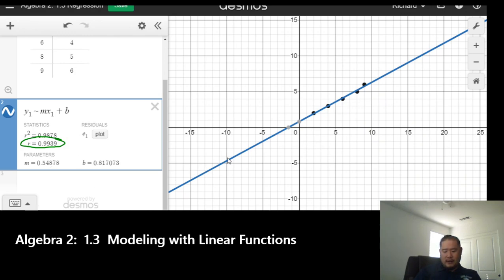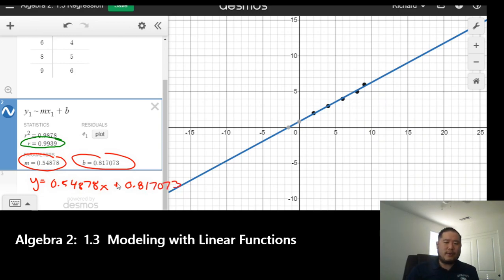Now, what exactly do they want as the answer? Remember the equation. So let's go ahead. Remember, we have slope right here as m and our y-intercept. So your equation of this line of best fit is y is equal to 0.54878x plus 0.817073. Now, you probably only need to round it to the nearest like hundredth, but since they gave us all the data right there, I decided to put it all in. And there's your equation of the line. And you have to use Desmos to be able to do that. All right? So there you go, section 1.3.